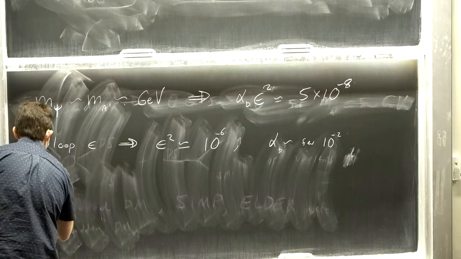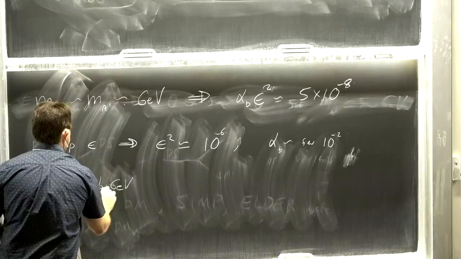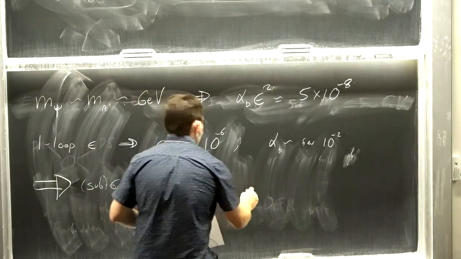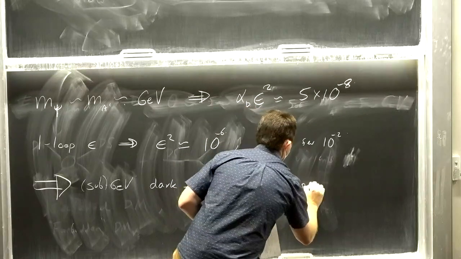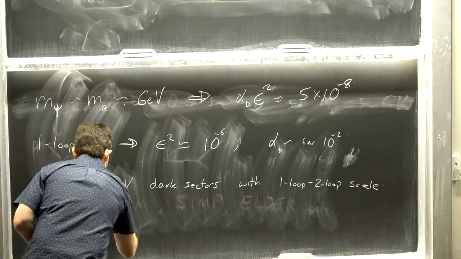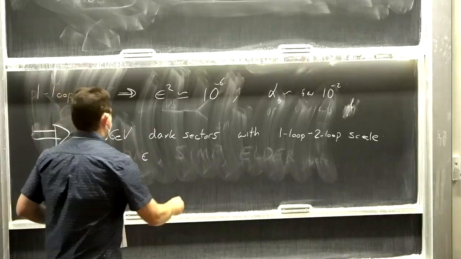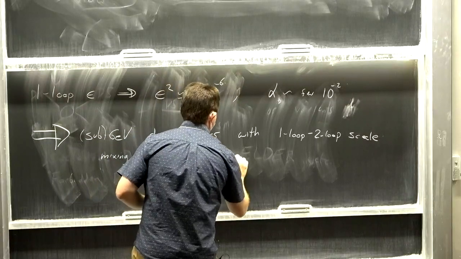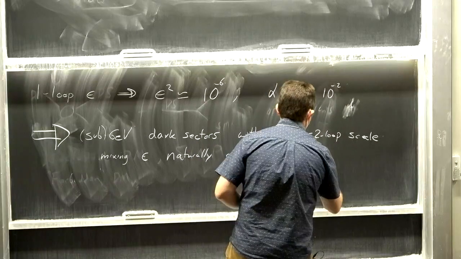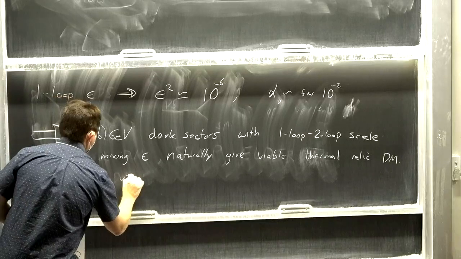So the punchline of all of this is that, I often put sub here because this works to lower masses, GeV scale dark sectors with 1 loop to 2 loop scale mixings, and in this case, the mixing is just the kinetic mixing, epsilon, naturally give viable thermal dark matter, thermal relic dark matter, with roughly the right abundance.